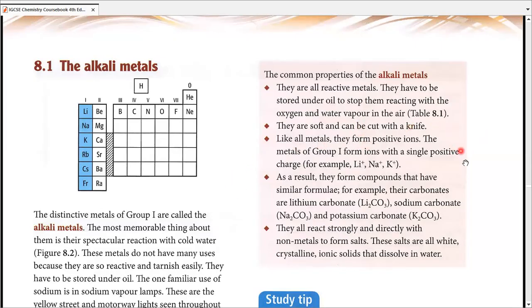So they are soft and can be cut with a knife. Whenever we say or call an element soft, specifically when it's solid, it means we might be able to cut it with a knife. So at least this applies to a few alkali metals and very few alkaline earth metals.